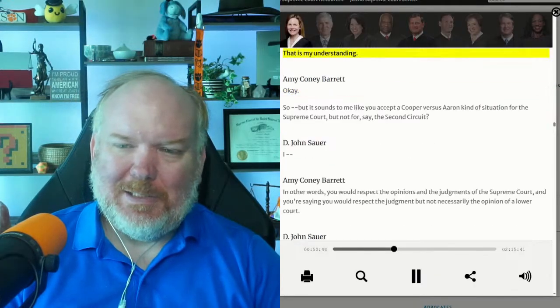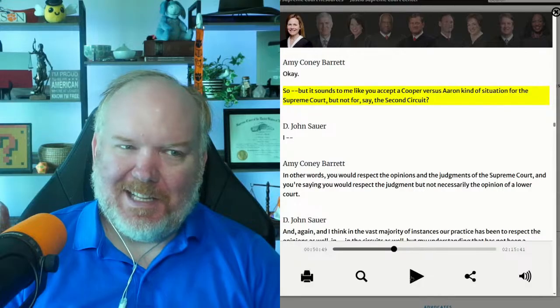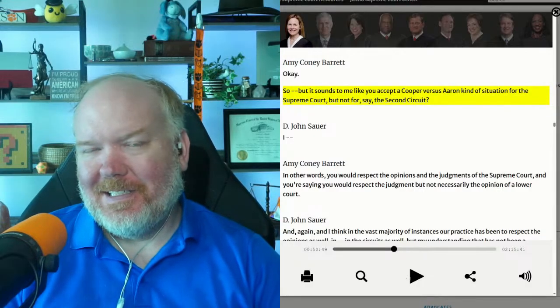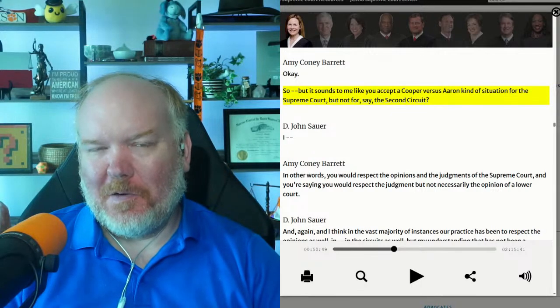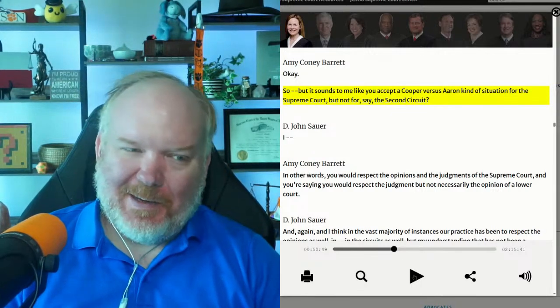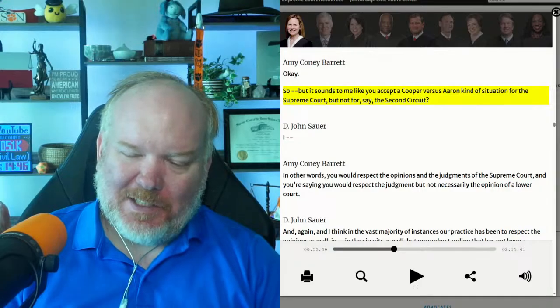That is my understanding. Okay, but it doesn't sound like Justice Barrett's buying this either. The fact that you're saying you're not going to respect the Court of Appeals, I don't know, man. Yeah, I don't know if Justice Barrett's buying any of this either.